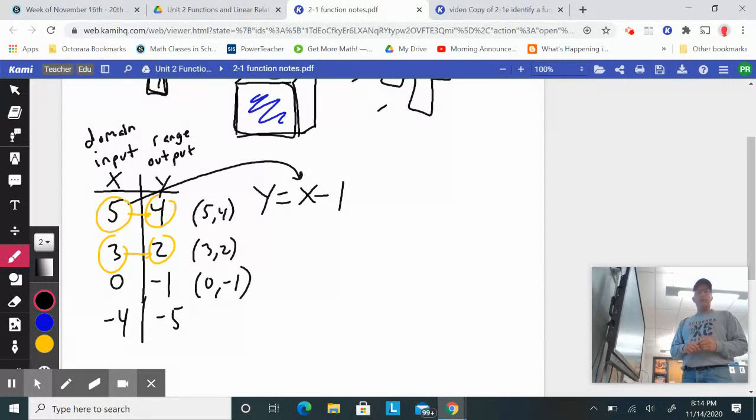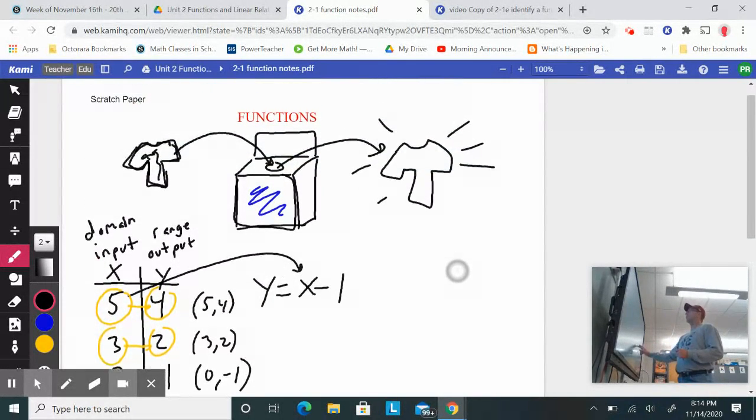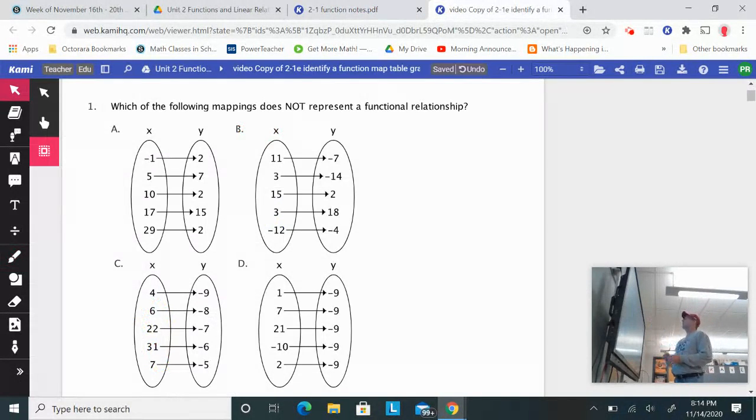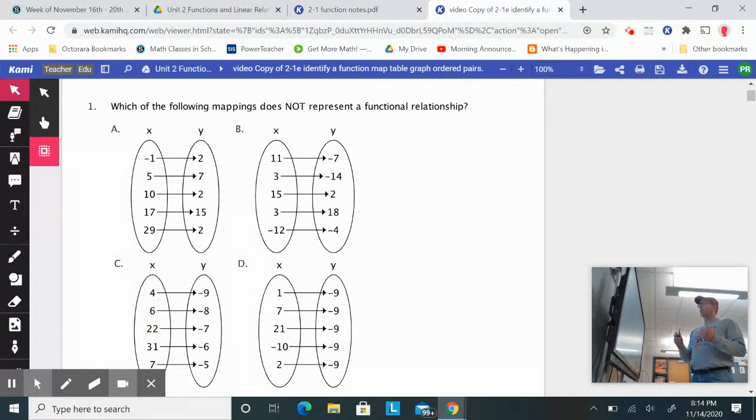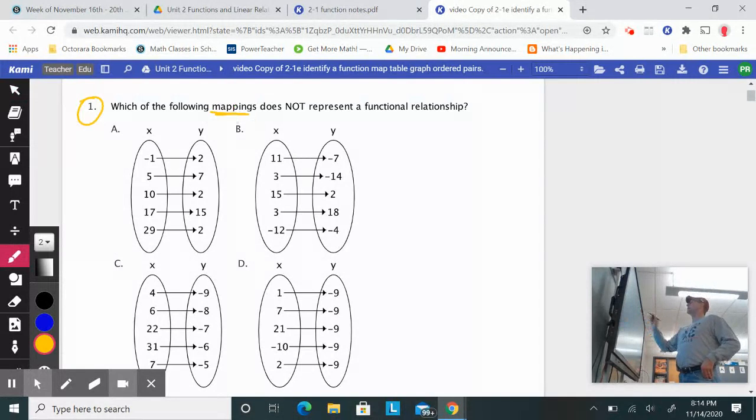So let's take a look at a couple examples of ways we can represent functions: mappings, ordered pairs, graphs, T-charts, and see if we can identify which ones are functions and which ones are not. So on this page, there are many different ways to model or show relationships in math. In number 1, we have what's called mappings. We're supposed to identify which one does not represent a function. When I get these "not" problems, I take out the "not" and just read it: which of these mappings does represent a function?